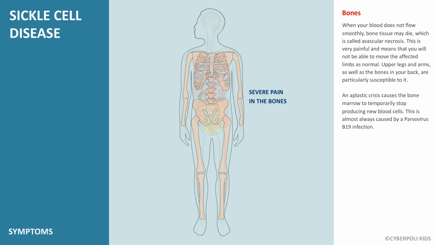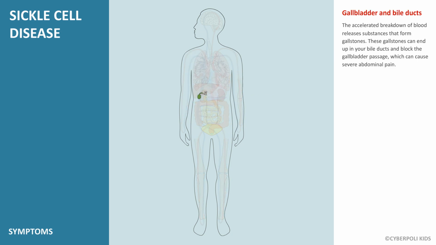An aplastic crisis causes the bone marrow to temporarily stop producing new blood cells. This is almost always caused by a parvovirus B19 infection.